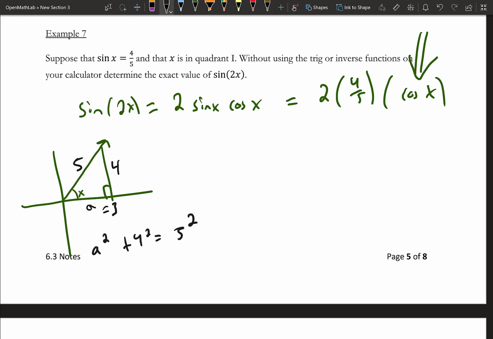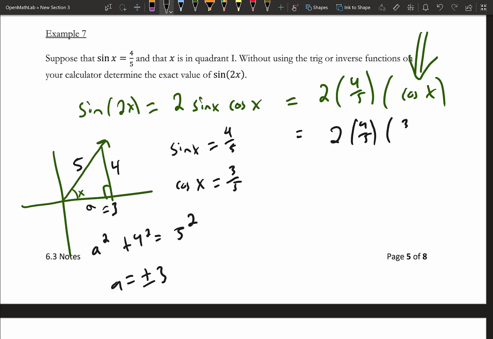And this one we've actually done a lot, so you should know that it turns out that a equals plus or minus 3, which in this case, since we're in the first quadrant, is going to be positive 3. So in other words, we know that sine x equals 4/5, and so cosine x equals 3/5. Plugging that in, we get 2 times 4/5 times 3/5. You can make that 2 over 1 if you'd like. So multiply straight across: 2 times 4 is 8, times 3 is 24, and then 5 times 5 is 25. So then that is the answer, the exact answer.